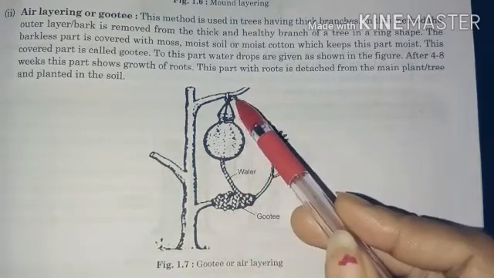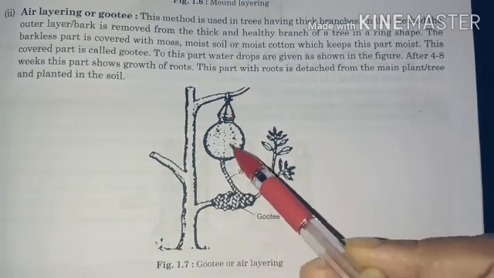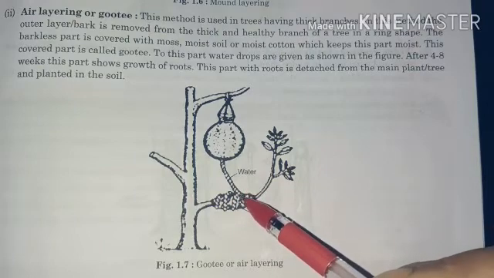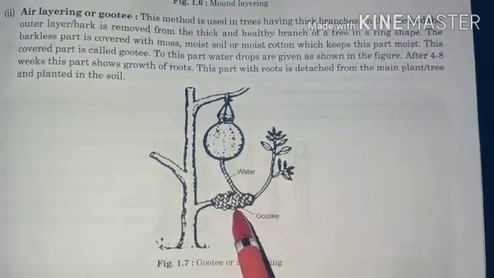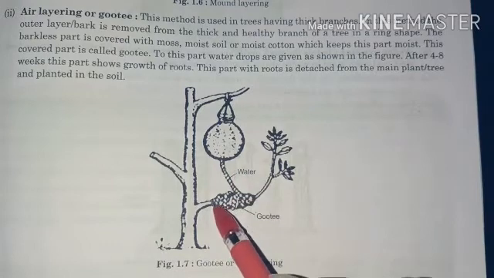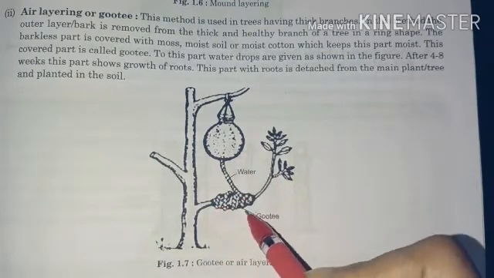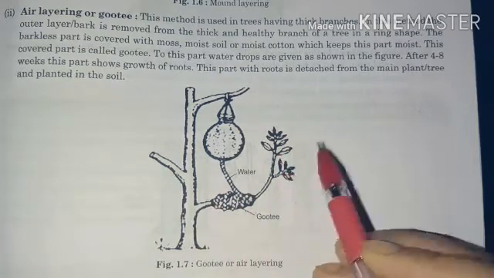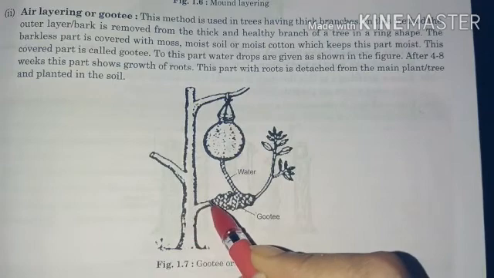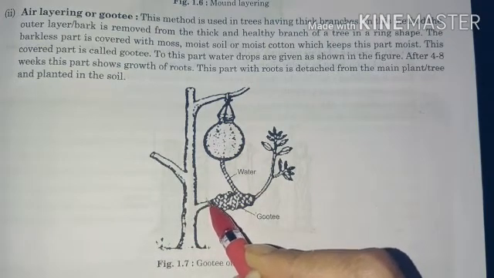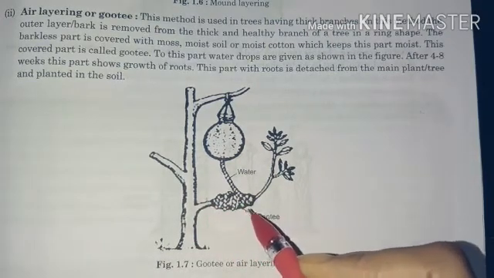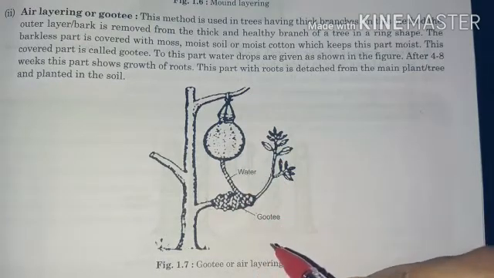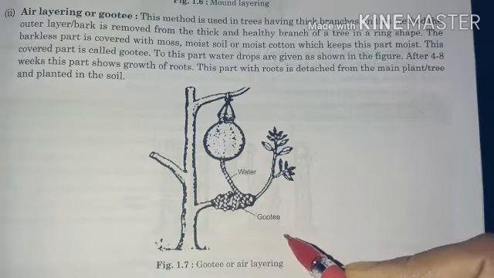Later on another branch we hang the pot and fill it with water, and this water goes into the gutti portion drop by drop, and later roots will arise. This process continues for 4 to 8 weeks. After 4 to 8 weeks we cut it from here, and the tip portion remains the same. We grow it at the desired place, and we will get the same plant. This type of layering is known as air layering.